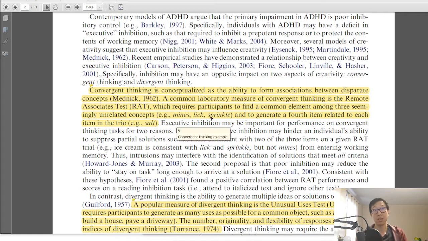And the idea is that each participant is given a set of three words, and they're supposed to say a fourth word that relates to all three. So mines, lick, sprinkle. You say salt. Claw, teeth, stripes, and you're supposed to say tiger. Mouse, keyboard, monitor, and you're supposed to say computer, stuff like that. So there's a way to measure how well someone is able to think convergently.